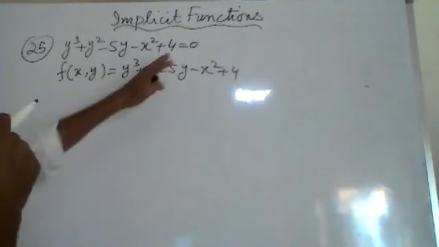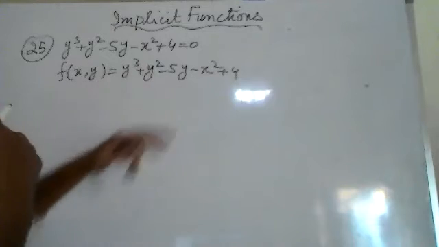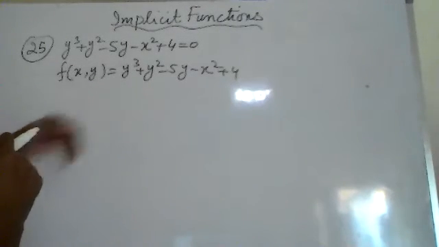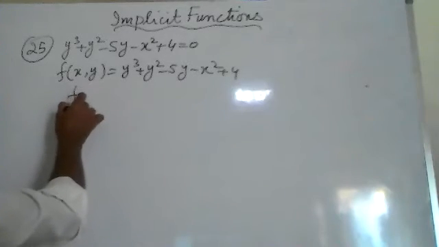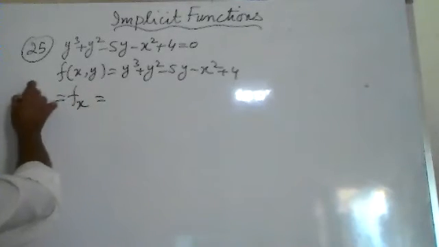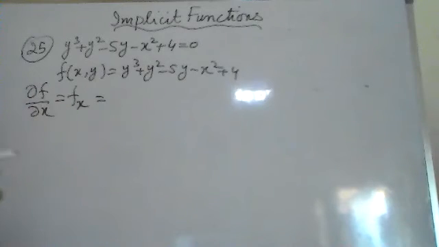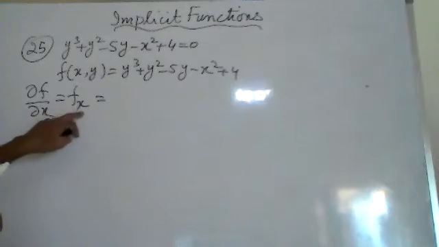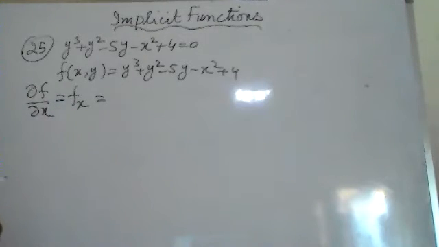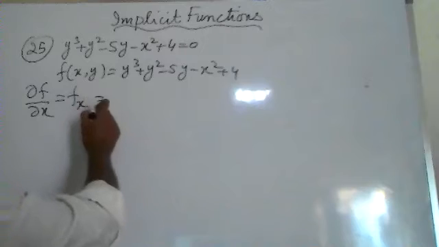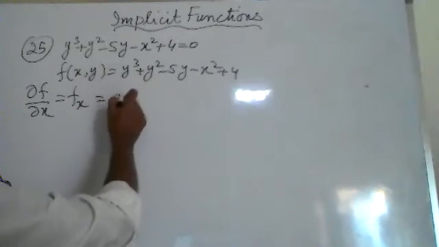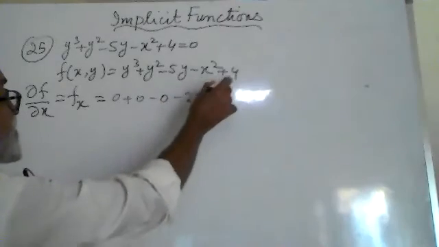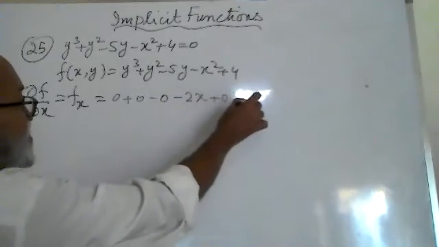So the expression on the left side of the equation is considered as f of x y. Now we'll find the partial derivative with respect to x. f of x means the partial derivative of f with respect to x, and f of y means the partial derivative of f with respect to y. So we are finding the partial derivative of f with respect to x. There is no x in the other terms, there is x square, so the derivative is 2x. So this is minus 2x.